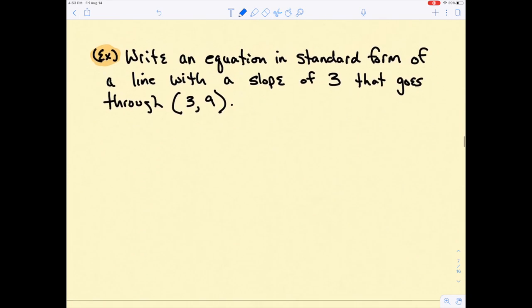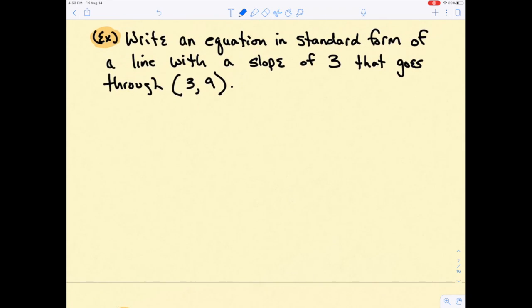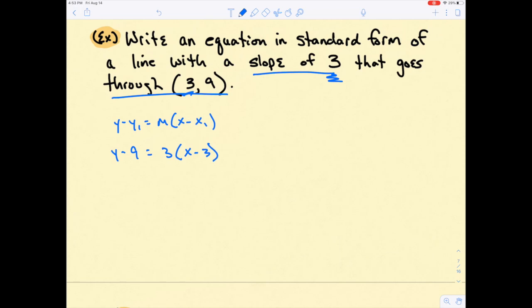Now we have two questions on these as well. First, write an equation in standard form of a line with a slope of 3 that goes through (3, 9). Okay, so here's what I'm given. I'm given the slope and a point, so I'm going to use point-slope form. So y minus y sub 1 is m times x minus x sub 1. So let's try. y minus 9 is, my slope is 3, and x minus, and then my x is 3 as well. Let's go ahead and get rid of that parentheses.